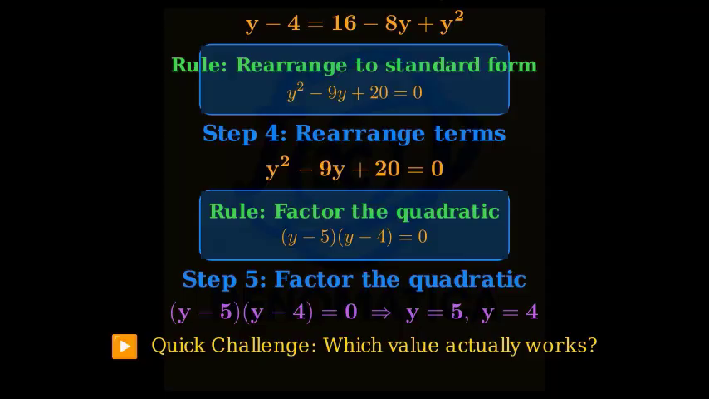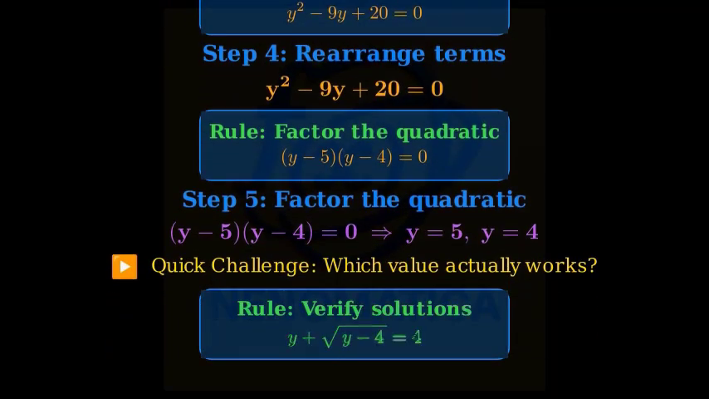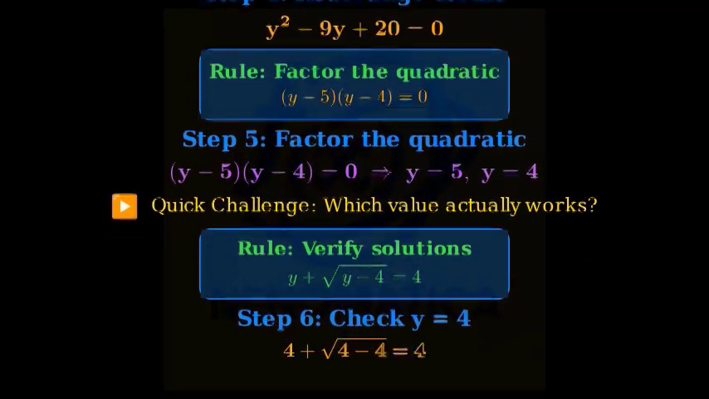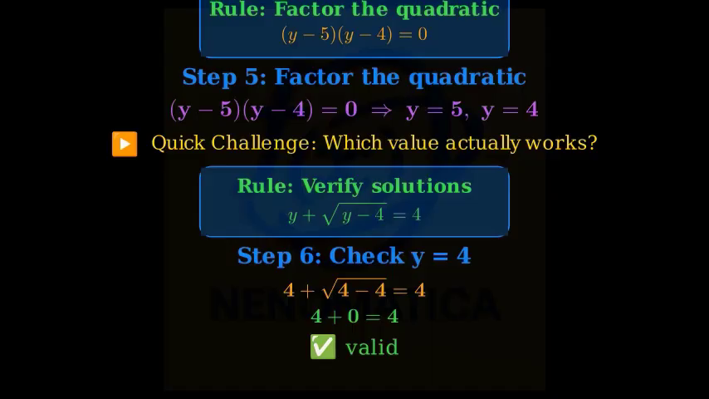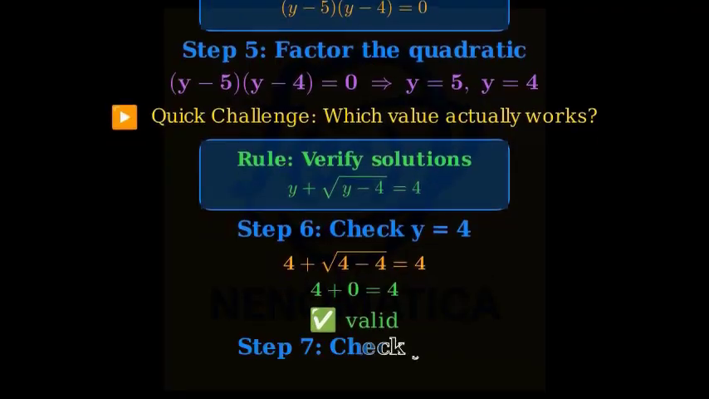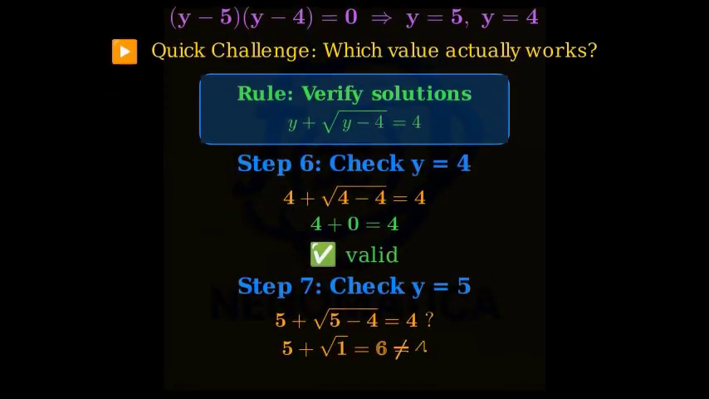Verify by substitution. Step 6. Check y equals 4. Substituting gives 4 plus the square root of 4 minus 4 equals 4, which is valid. Step 7. Check y equals 5. We get 5 plus the square root of 5 minus 4 equals 6, which does not equal 4, so it is not valid. Our only valid solution is y equals 4.